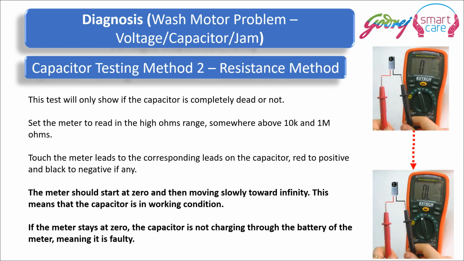Now we check the capacitor by using the resistance method. This test will only show if the capacitor is completely dead or not. We have to set the meter to read in the high ohms range, somewhere between 10k and 1 mega ohm. We have to connect the meter's leads to the corresponding leads on the capacitor, red to the positive and black to the negative, if marked. The meter should start at 0 and then move slowly towards infinity. This means that the capacitor is in working condition. If the meter stays at 0, the capacitor is not charging through the battery of the meter, meaning it is faulty.